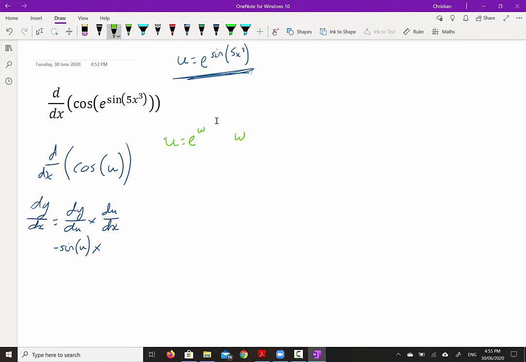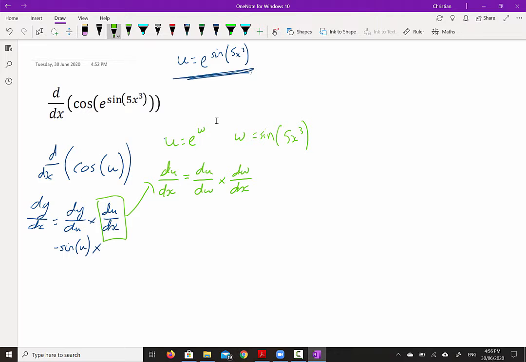So I'm going to say that w is equal to the power, which is sine of 5x cubed. And this way, we've managed to break it down again, so that when we do du/dx, which is the piece that we actually need for here, we're going to use the chain rule and say that that's equal to du/dw times dw/dx. So you see how I'm just constantly separating them into smaller and smaller pieces.